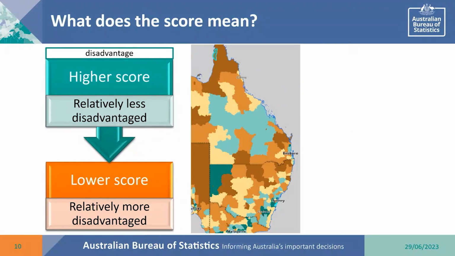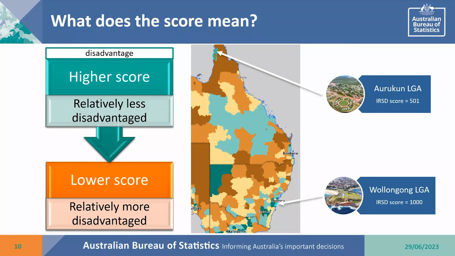Let's have a look at a couple of examples. Wollongong LGA has a disadvantage score of 1,000, while Arakan's score is 500. It would be the natural tendency to think this means that Wollongong is twice as advantaged as Arakan, right? Wrong. The index scores are on an arbitrary numerical scale, so they don't represent some quantity of advantage or disadvantage. All the scores can do is provide the means to rank the areas relative to each other. The scores should not be treated as numeric quantities.